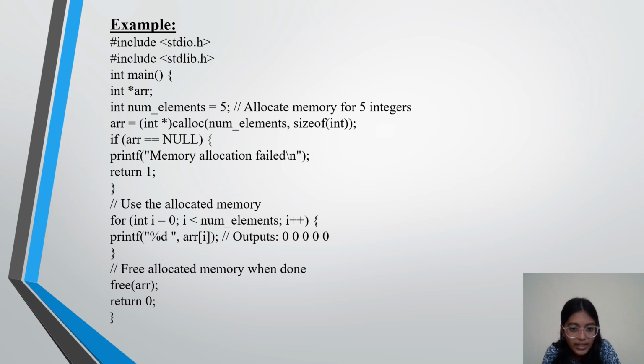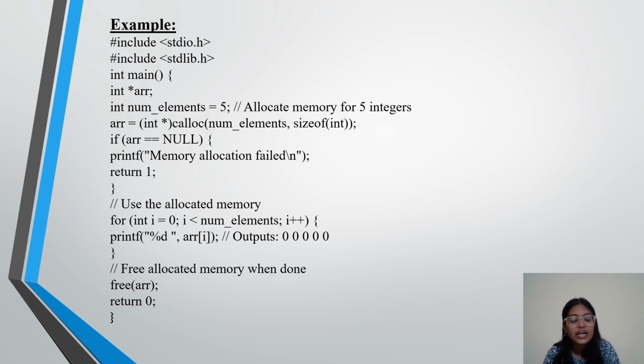And to use the allocated memory, we are using a for loop where integer i is set to 0 and i should be less than num_elements, which is nothing but 5, and it should increment up to less than num_elements. So a printf statement is used to print the values, with %d for an integer, and array of i, it could be array of 0, 1, 2. You can take it like that. Five outputs will be displayed.